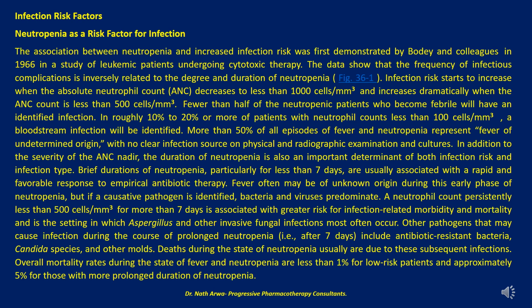A neutrophil count persistently less than 500 cells per millimeter cubed for more than 7 days is associated with greater risk for infection-related morbidity and mortality and is the setting in which Aspergillus and other invasive fungal infections most often occur. Other pathogens that may cause infection during the course of prolonged neutropenia, i.e., after 7 days, include antibiotic-resistant bacteria, Candida species, and other molds. Deaths during the state of neutropenia usually are due to these subsequent infections. Overall mortality rates during the state of fever and neutropenia are less than 1% for low-risk patients and approximately 5% for those with more prolonged duration of neutropenia.